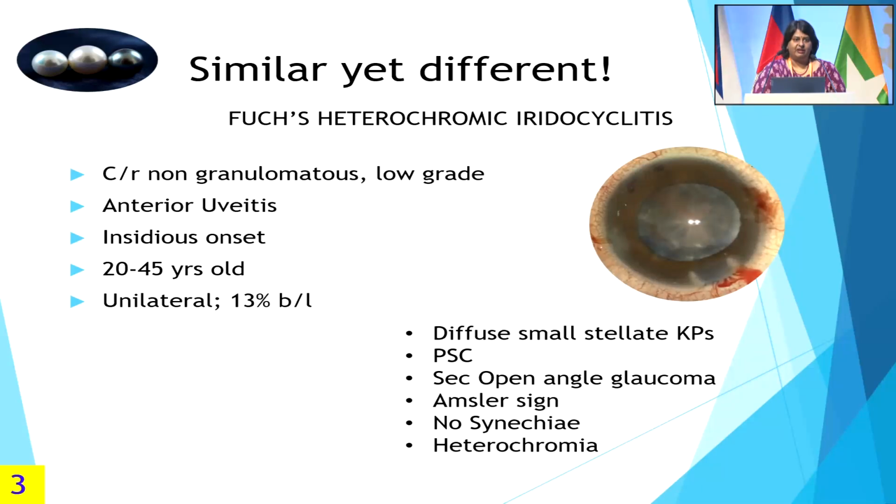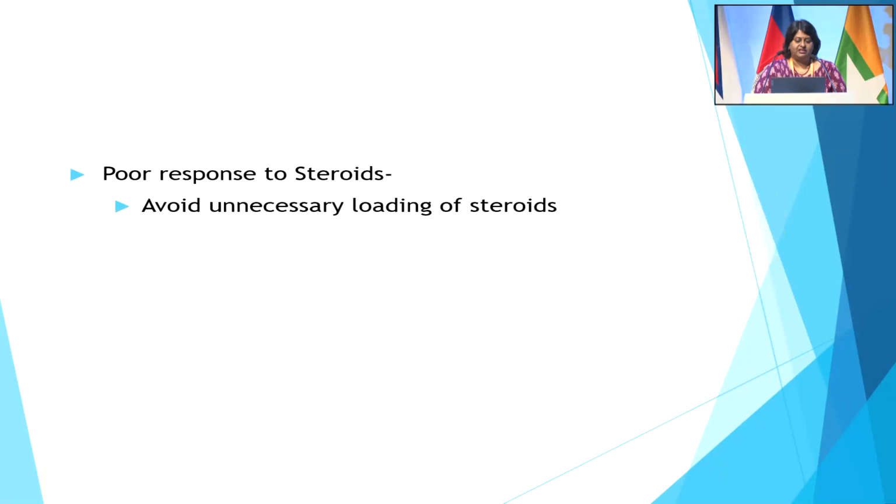Amsler sign we might have heard about, which is the trickling of blood from the angle when you do gonioscopy, AT, or when you do decompress during cataract surgery. It is characterized by no synechia, posterior synechia or peripheral anterior synechia formation. Heterochromia is there. This is the Amsler sign. They are different because there is poor response to steroids, so you don't have to load the patient with unnecessary steroids to produce a steroid response.